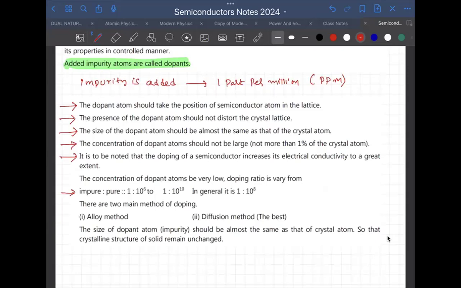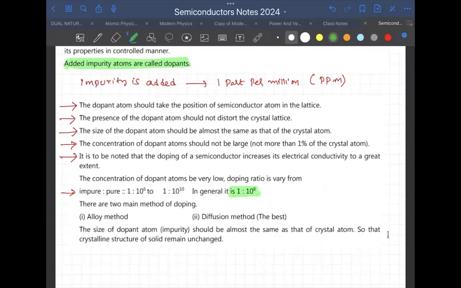This is the general approach, ppm. There are two ways of doping, which is not at all your area of concern. Majorly, we go by diffusion. Of course, one is the ion implantation method, the other is diffusion. Majorly, doping is done by diffusion.